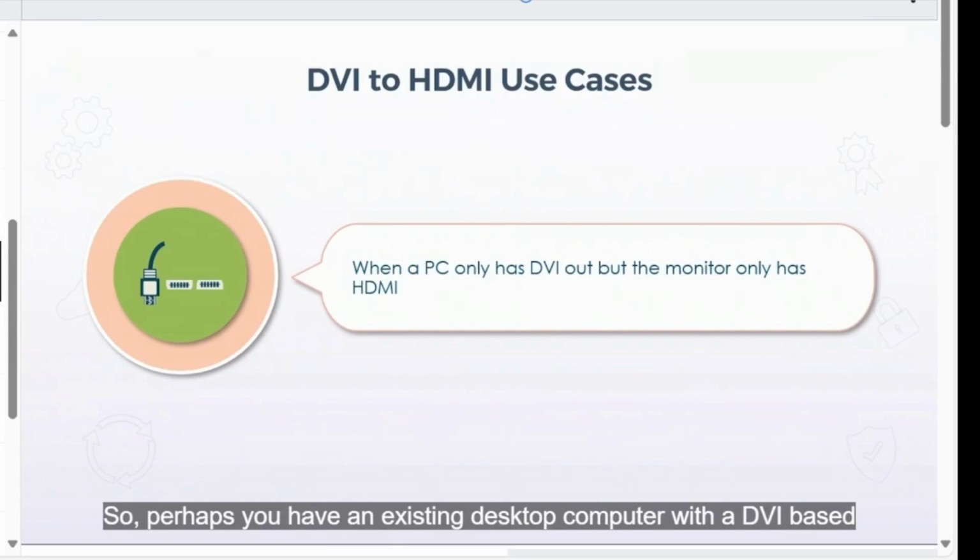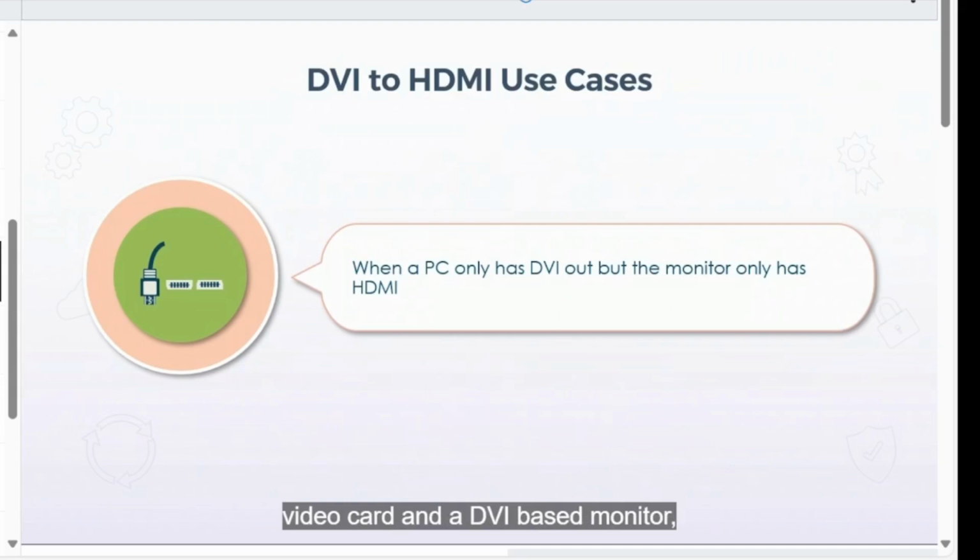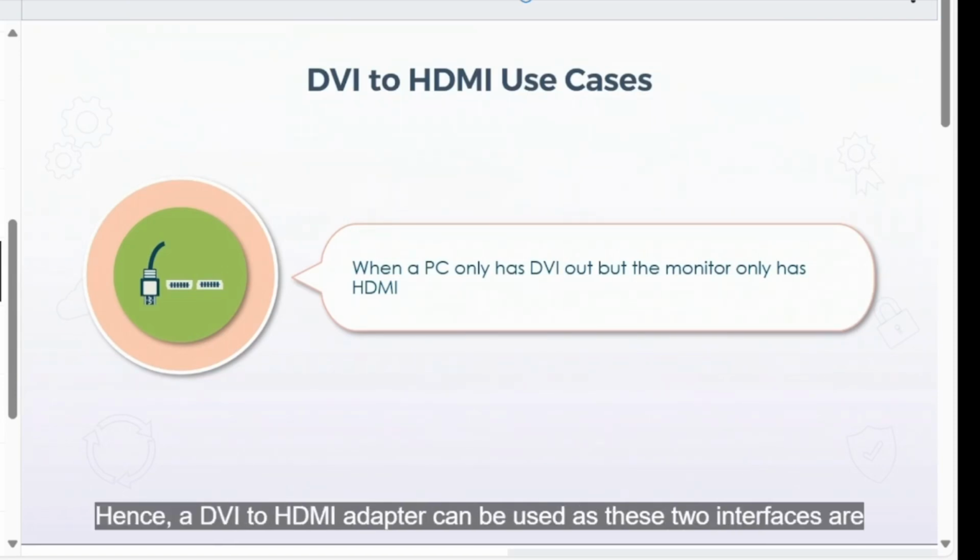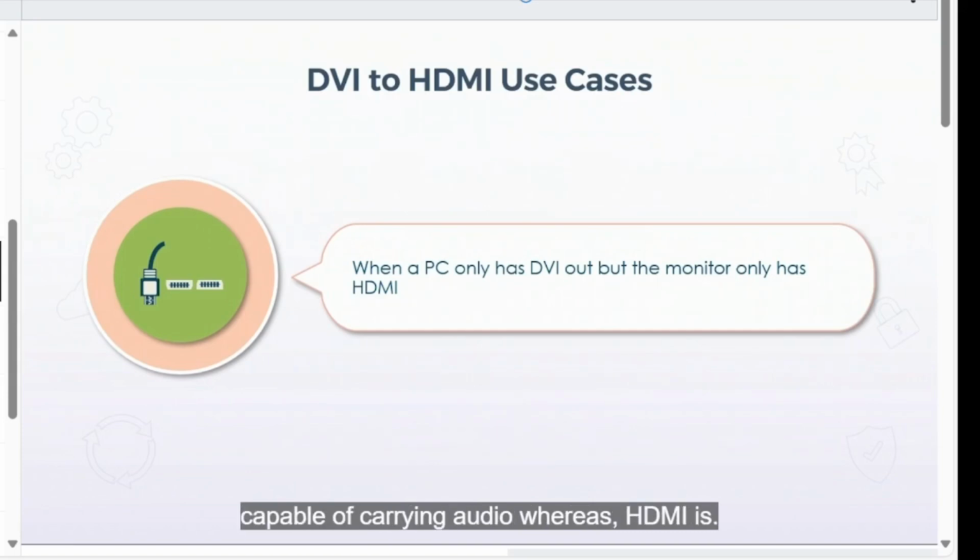So perhaps you have an existing desktop computer with a DVI-based video card and a DVI-based monitor, but then you decide to switch to a new laptop, but you'd like to use your existing monitor as a secondary display for the new laptop, but the laptop only has an HDMI interface. Hence, a DVI to HDMI adapter can be used as these two interfaces are compatible with respect to the ability to adapt from one to the other. But I should point out that DVI is not capable of carrying audio, whereas HDMI is, but in this example, audio would not be an issue.